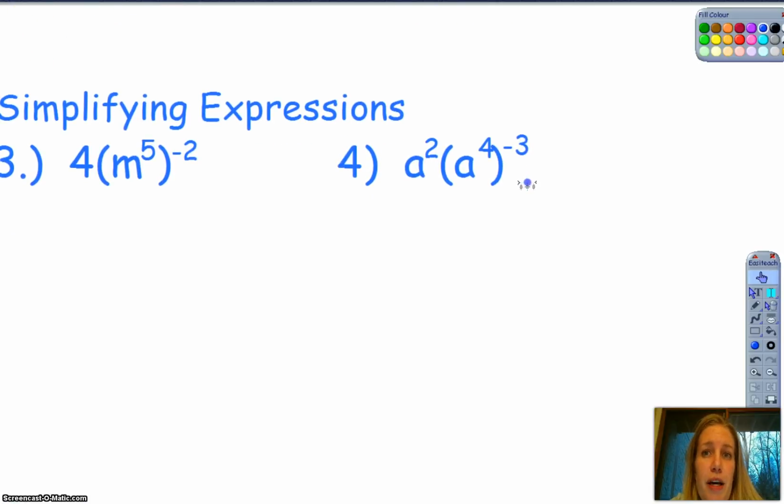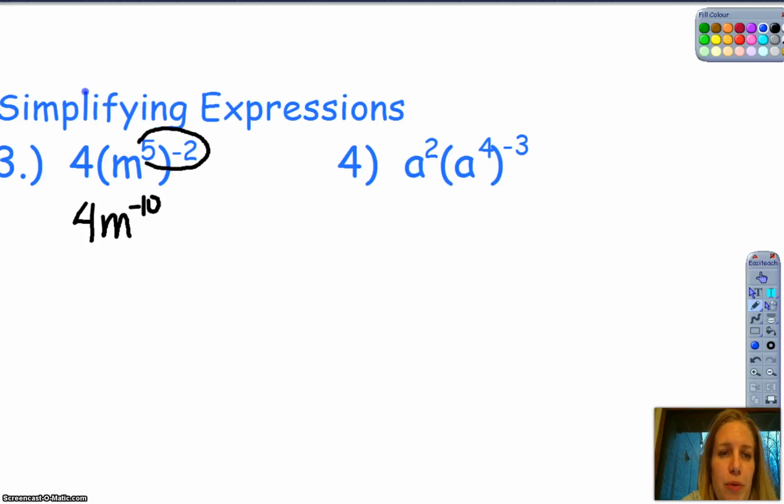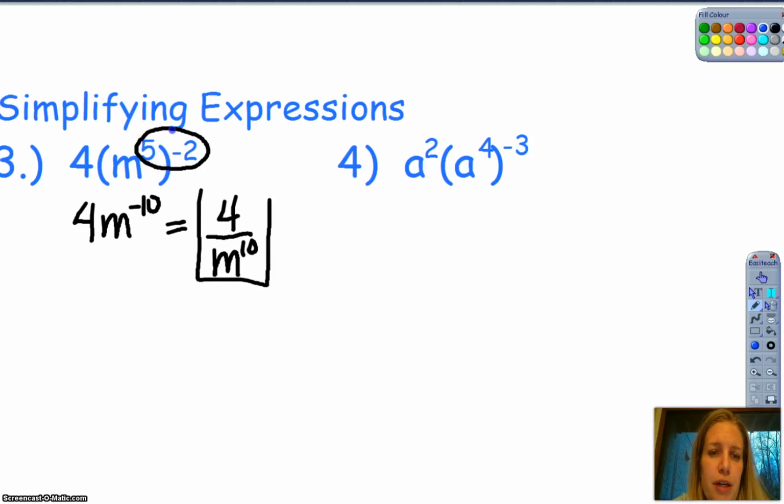Okay, so now we have to simplify, so it's going to have an added step. So first we're going to multiply. We leave our 4. Then we do the m to the fifth to the negative second, which would equal m to the negative 10th, because you would multiply these two. And now you can't leave it like that because we have a negative exponent. So we take anything with a negative exponent and put it in the denominator. The 4 is not to a negative exponent, so you leave the 4 here and you drop the m into the denominator, and it should have a positive 10 there. So that's your answer.